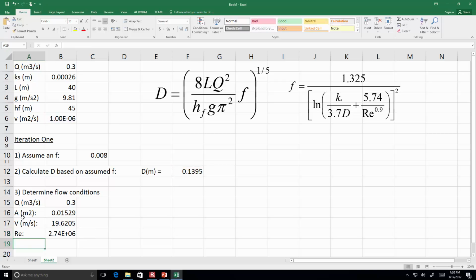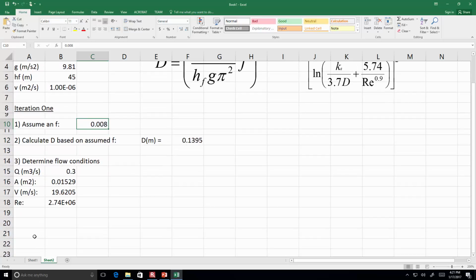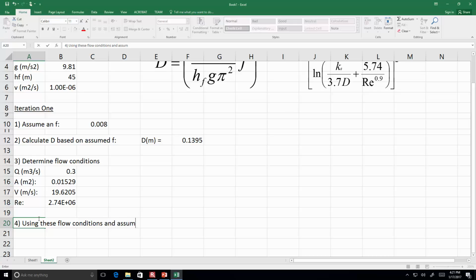Okay, so here's the Reynolds number if the diameter was this, which is what the diameter would be if this was the F value. But how good was that guess of the F value? So step 4 is going to calculate a new value of F, using these flow conditions and assumed D. Well, I guess it wasn't assumed, it was calculated. Find an improved F value. Okay, so we're using the Jain equation here. So I'm going to call this F new using the Jain equation.